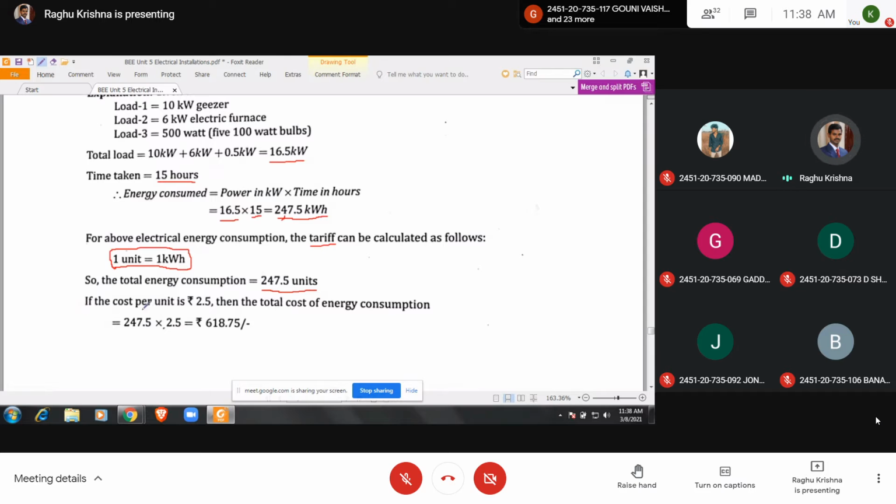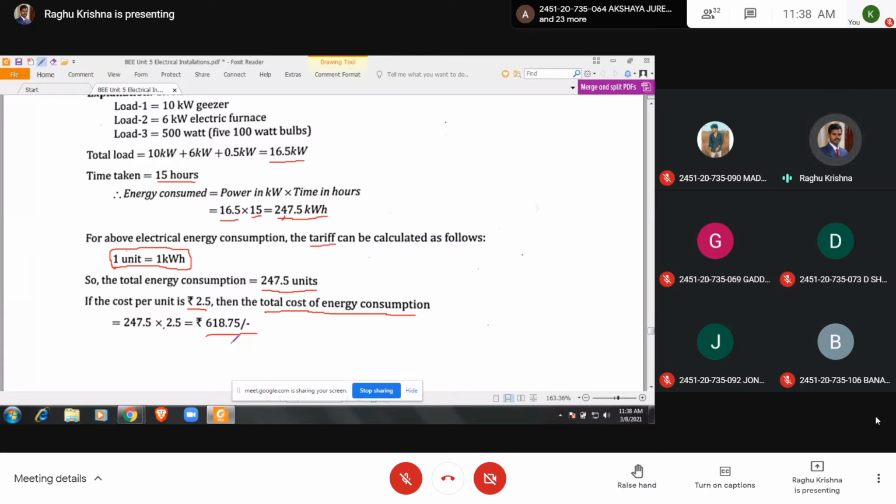If the cost per unit is rupees 2.5, then the total cost of electrical energy consumption is equal to units into cost per unit. So you are going to get 618.75 rupees as the cost for consuming the electrical energy.